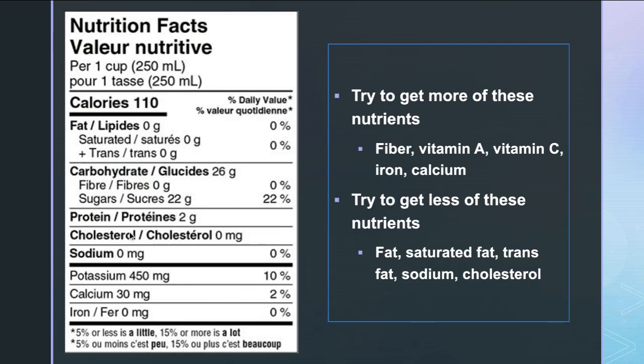So here again, another label, and it just says here, try to get more of these nutrients. So when you're looking at the label, you want to pick foods that are high in fiber, high in vitamin A, high in vitamin C, iron, and calcium. Okay, those are all essential nutrients that we need.